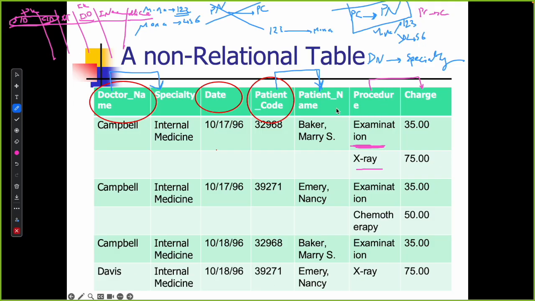So he mentioned, what if two procedures had the same charge? For example, if X-ray also is 35, right? This is like, for example, instructor ID 1. So let's say this is student ID 1, 2, 3, some course with title.